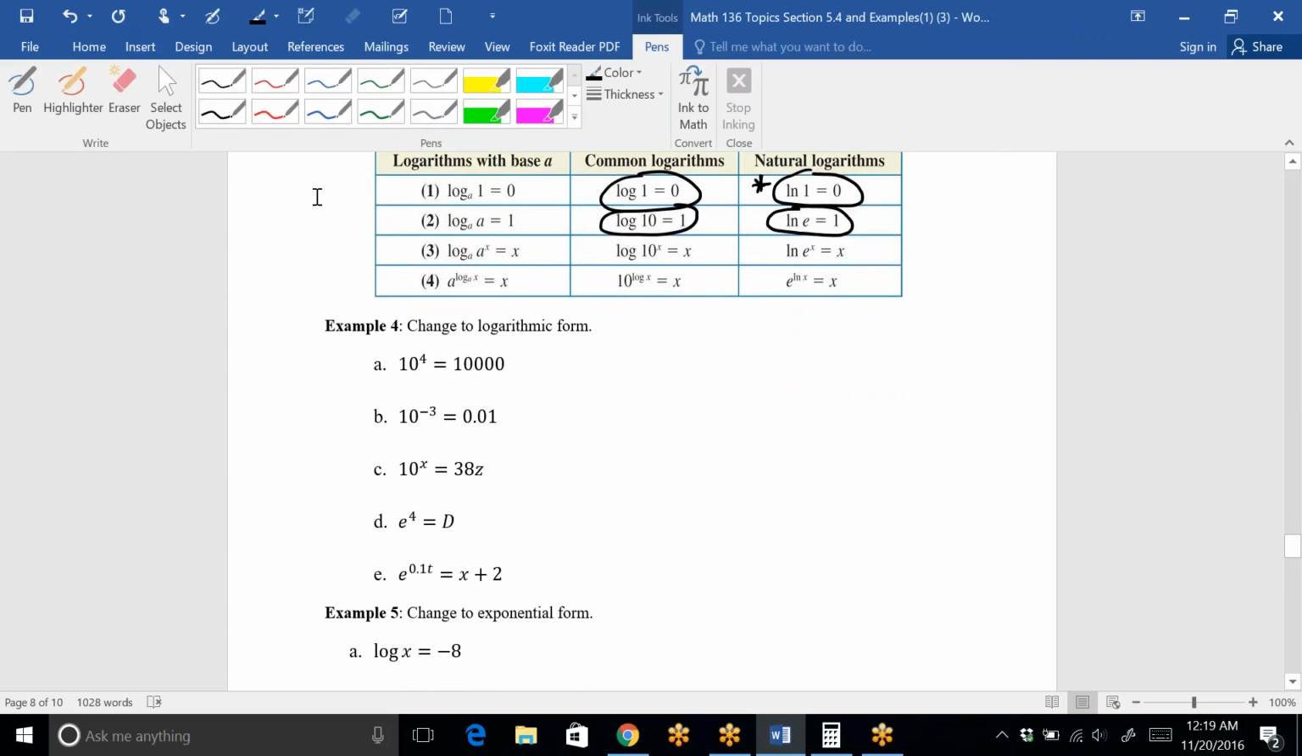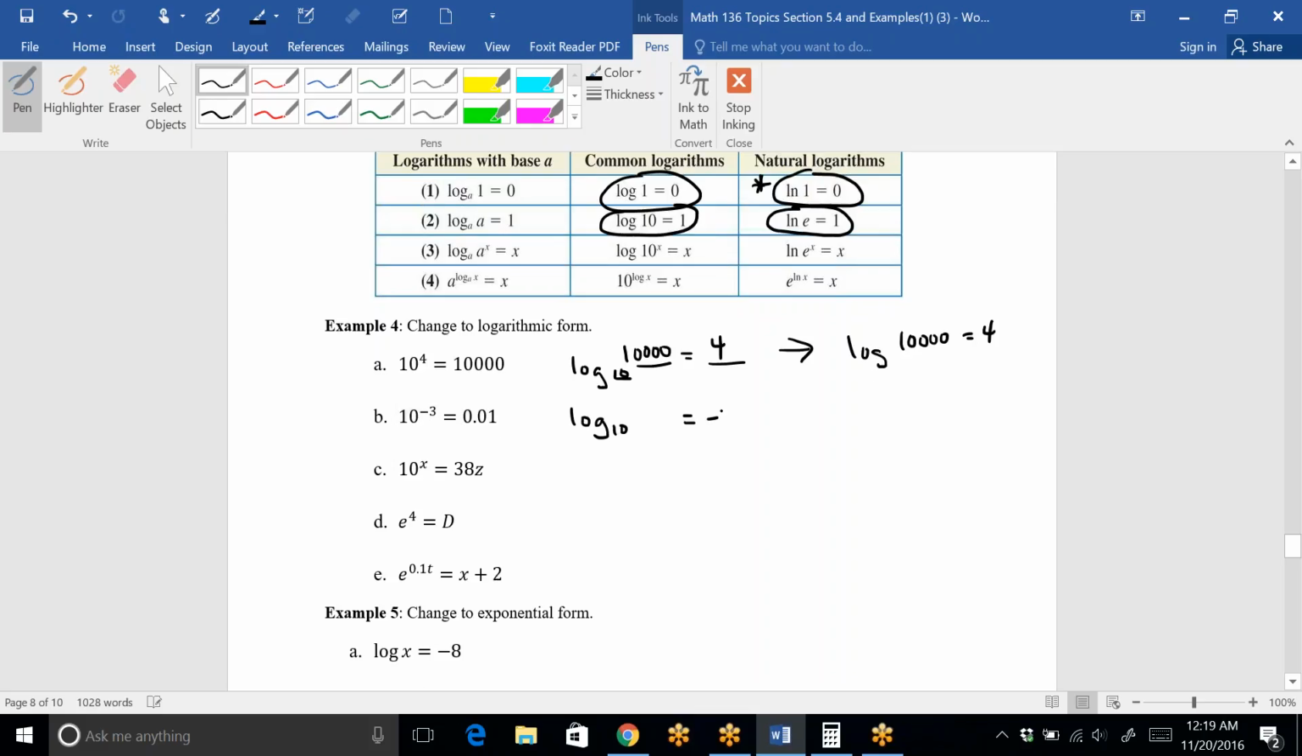Change to log form. So remember that is log, base, argument, exponent. Base is 10, exponent is 4, argument is in the answer from the original, so that's 10,000. Log, base is 10. Now we would not leave this like this, sorry. We would write this as log of 10,000 equals 4. We drop the base. It's still there, it's just hidden.